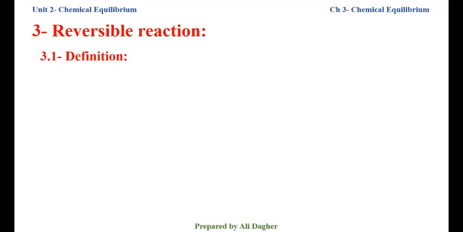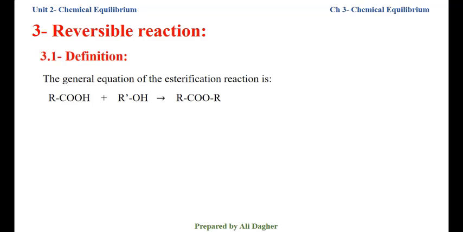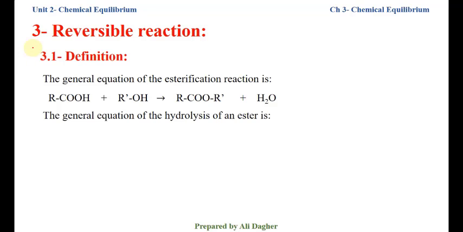C1 definition. What is meant by reversible reaction? The general equation of the esterification reaction is RCOOH plus R'OH give RCOOR' plus H2O: carboxylic acid plus alcohol give ester plus water. And the general equation of the hydrolysis of an ester is ester RCOOR' plus water H2O give RCOOH, carboxylic acid, plus R'OH, alcohol.